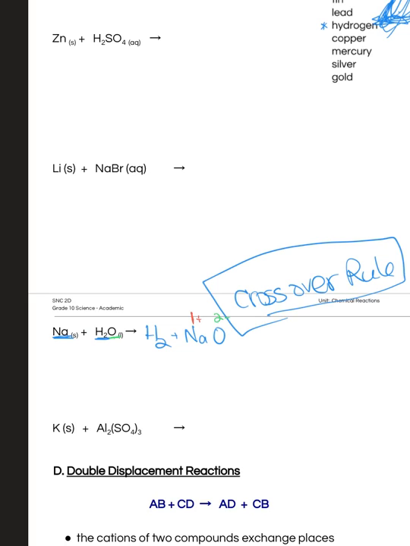I'm going to cross over the charges. I don't care about the plus or the minus, and this tells me how many of each I need in order for this to be a valid chemical equation. So here, I'm going to have my H2, right? Plus, instead of just one sodium, instead of just one Na, I need to have my 2 down here. And I'm going to have one oxygen, which I don't really need to write that 1 there because it's implied. Okay, so I'm just going to erase it. So that's my crossover rule, or my crisscross rule.